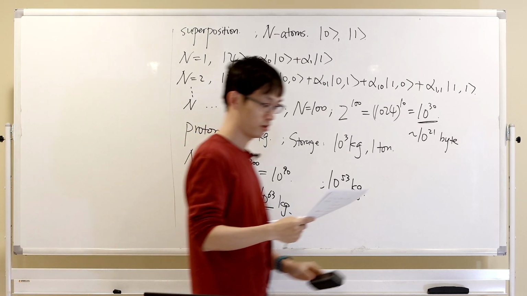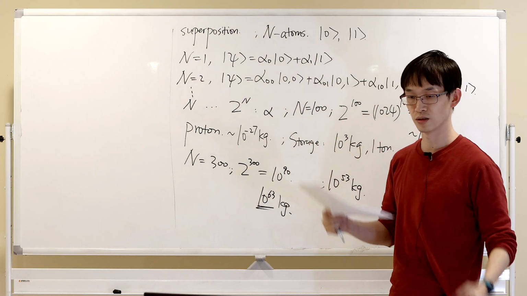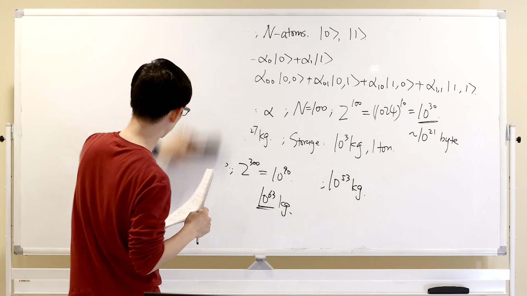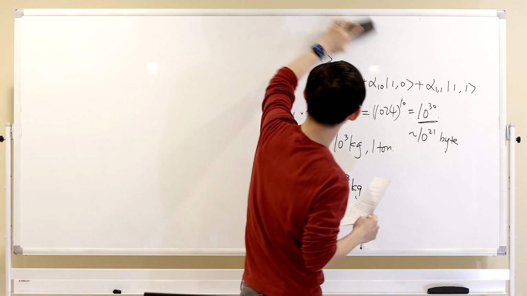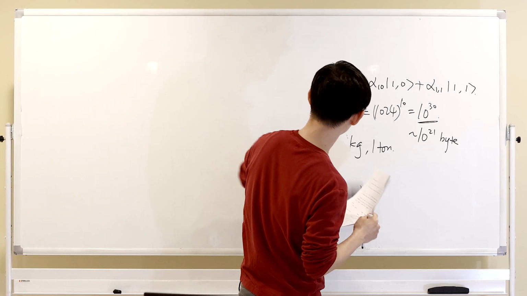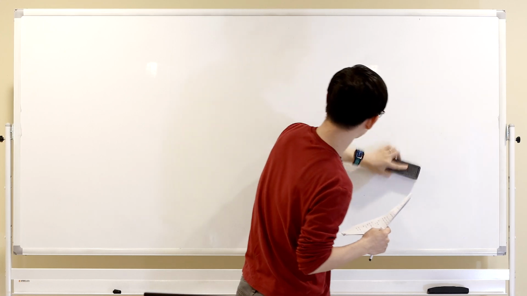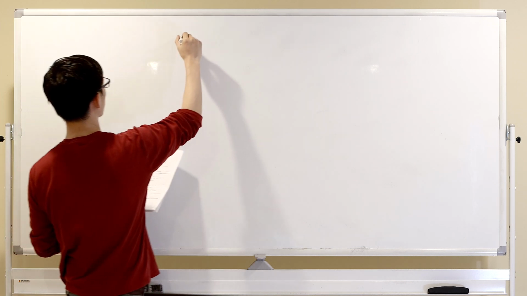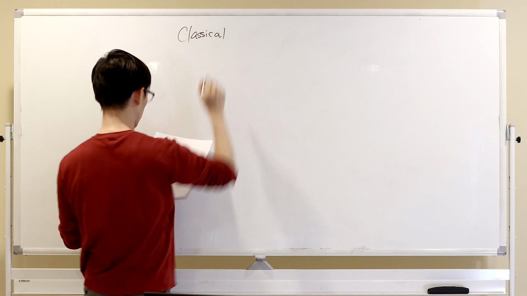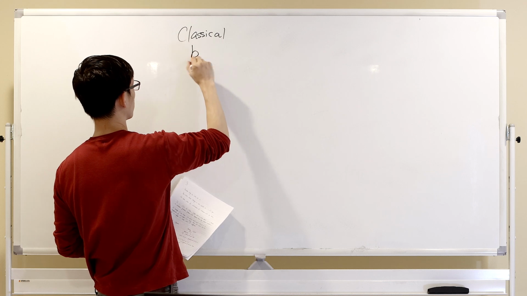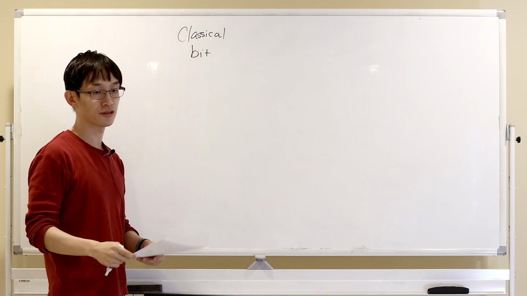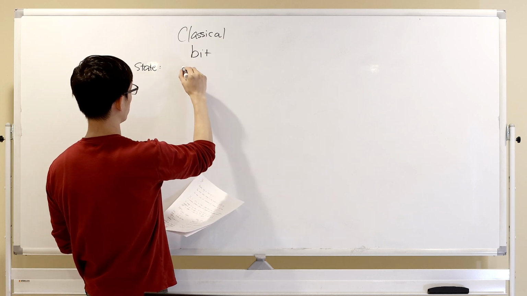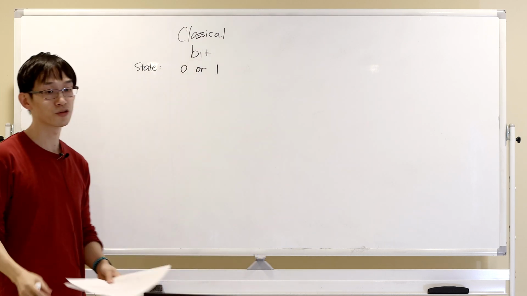Let's lay out some fundamental elements of the quantum computer and compare them with the classical computer, to give you an idea of the critical difference between these two. For the classical computer, the information unit is called a bit, and your storage or computation state is either 0 or 1. You have to choose one, right?